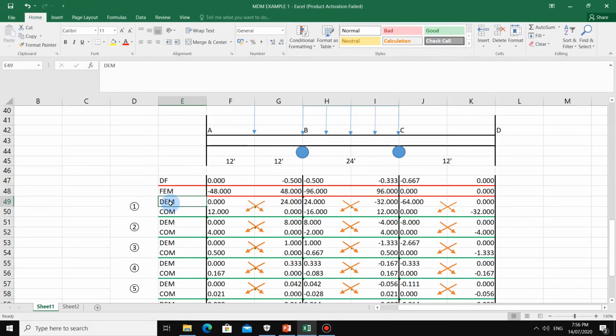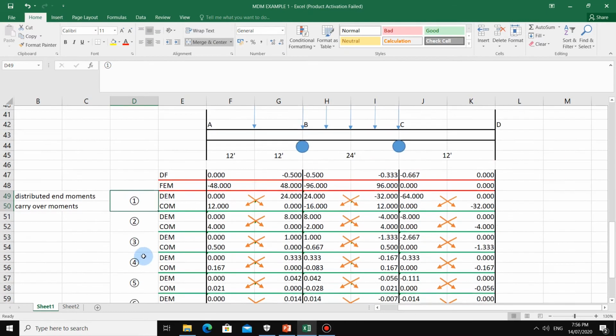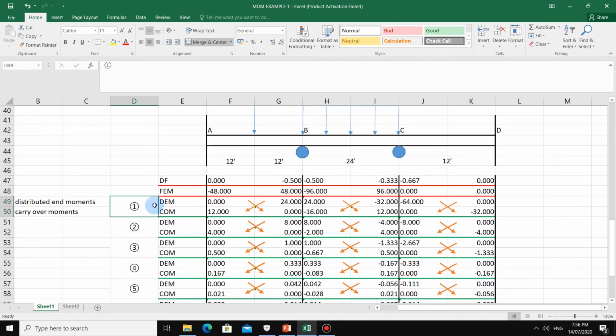So nato makita diri guys, this is the ang DEM is the distributed end moments, no, ang tawagan. Okay? Then kanang COM is the carryover moments. Okay? COM. Ano siya guys? So first, kani makita niyo na numbers dali guys is mo nito mga number of cycles na itong buhaton.